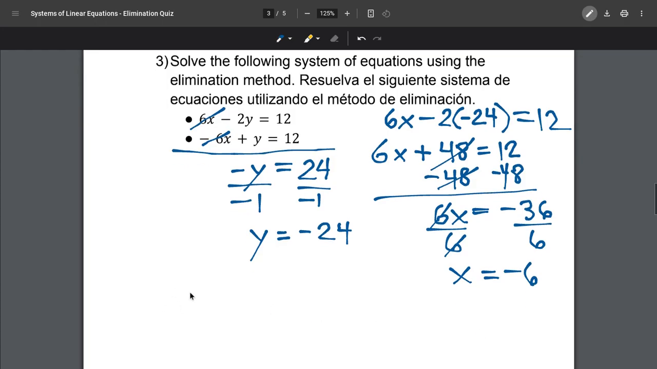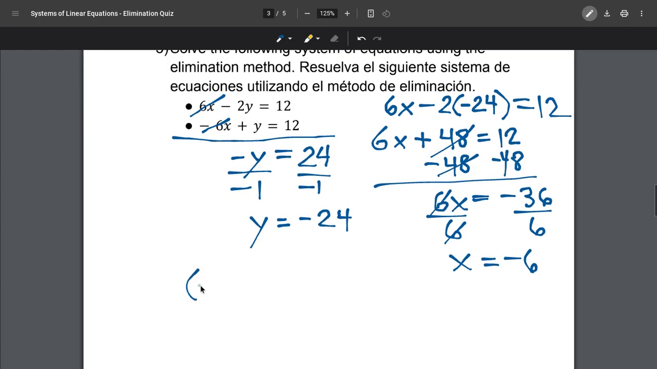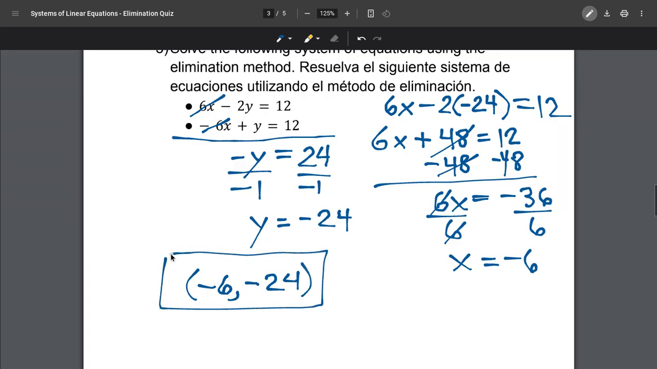So our solution here is going to be our x value first. So negative 6, negative 24. Again, I just tend to put this in a box so you can clearly see the solution. All right, let's try another one.